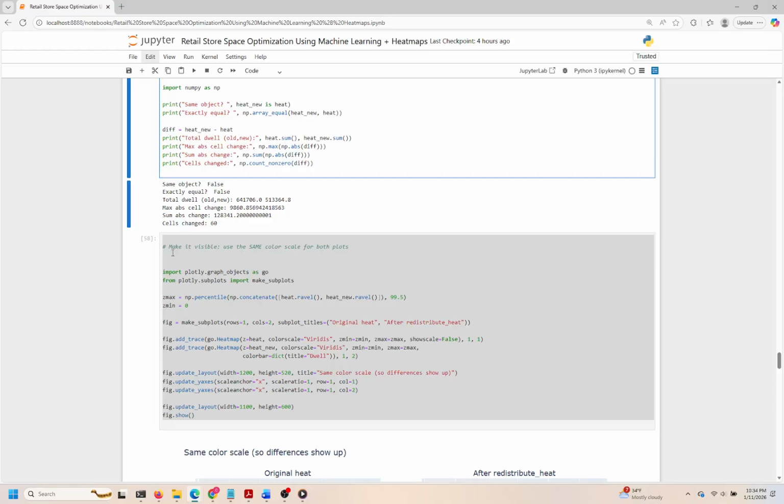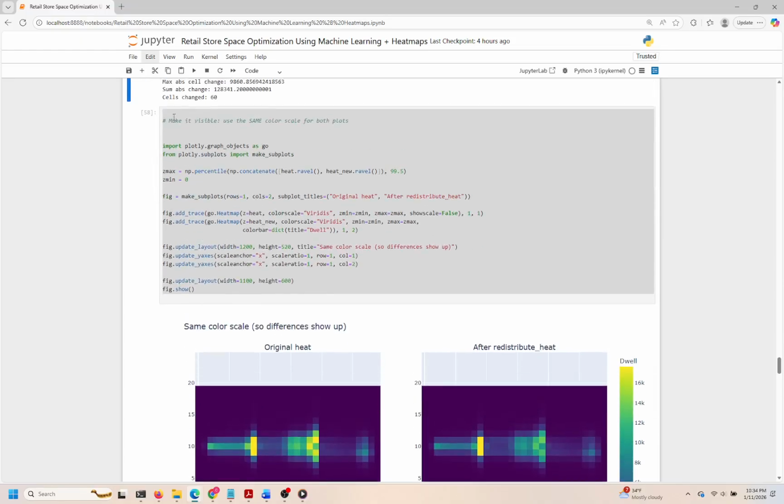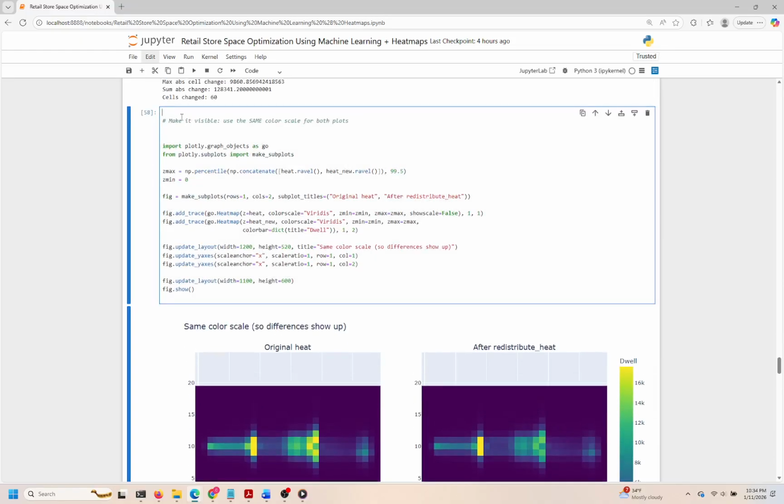Cell 14. In this section of the notebook, we're focusing on visualizing two heat maps side by side, which is crucial for comparing the original heat distribution with the modified version after applying the redistribute_heat function. By using the same color scale for both plots, we enhance our ability to identify differences more easily, offering a clearer insight into the data.